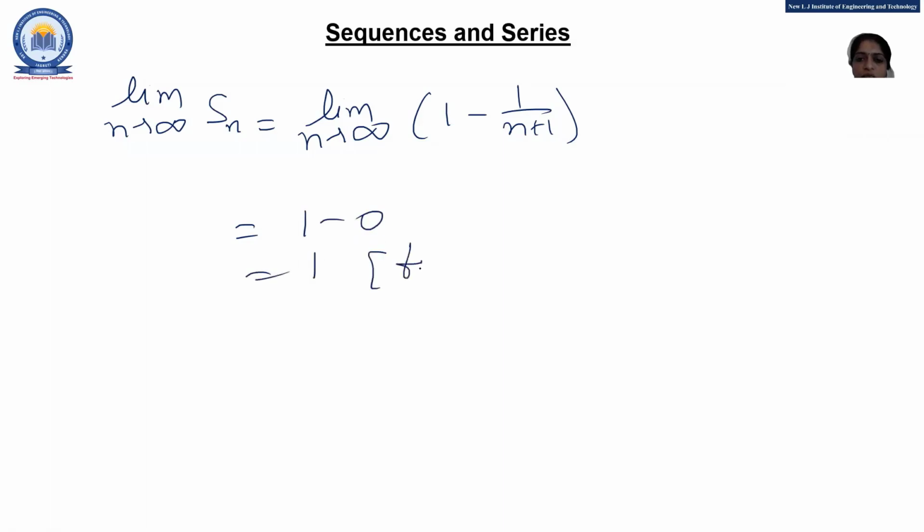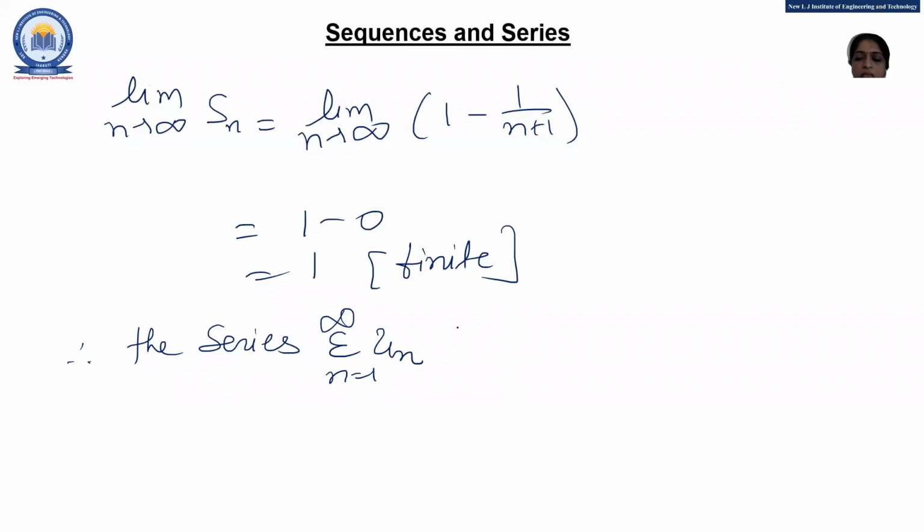So it is finite. And as our limit is finite, therefore the series summation n from 1 to infinity un is convergent. Is convergent. Any doubt? Yes, many students have given the answer that the given series is convergent. Very happy. Still, if any student has any doubt, maybe it is major or minor, please let me know in the chat box. Don't be shy about your doubt.